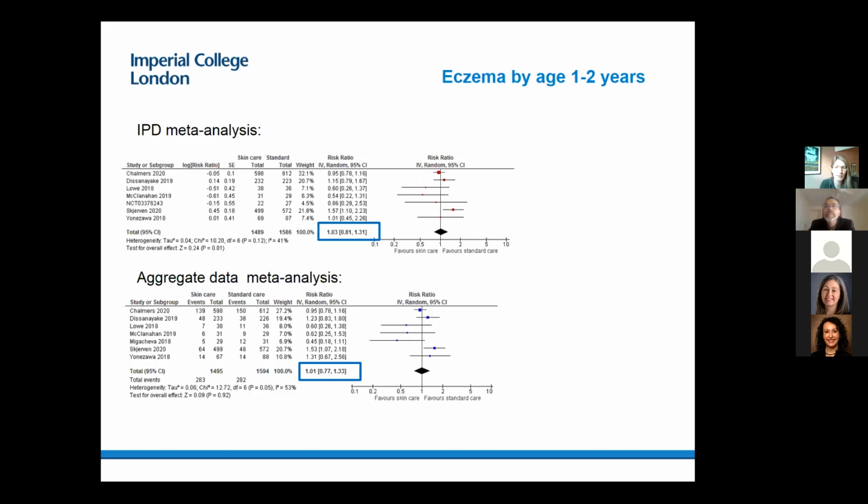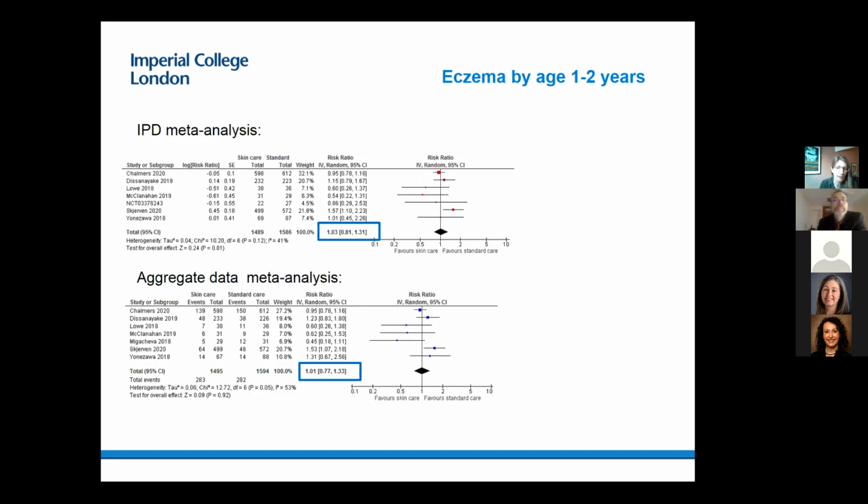This was based on 7 studies, and we got an I-squared of 41%, indicating moderate heterogeneity. In the aggregate data meta-analysis, which is in the bottom figure, the unadjusted relative risk was 1.01, with a confidence interval from 0.77 to 1.33. This was also based on 7 studies, but with the difference described on the previous slide. And in this analysis, we had an I-squared of 53%.